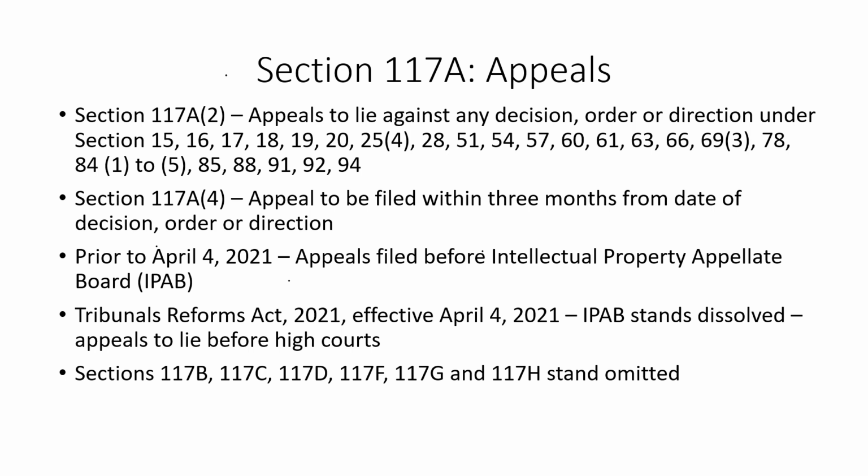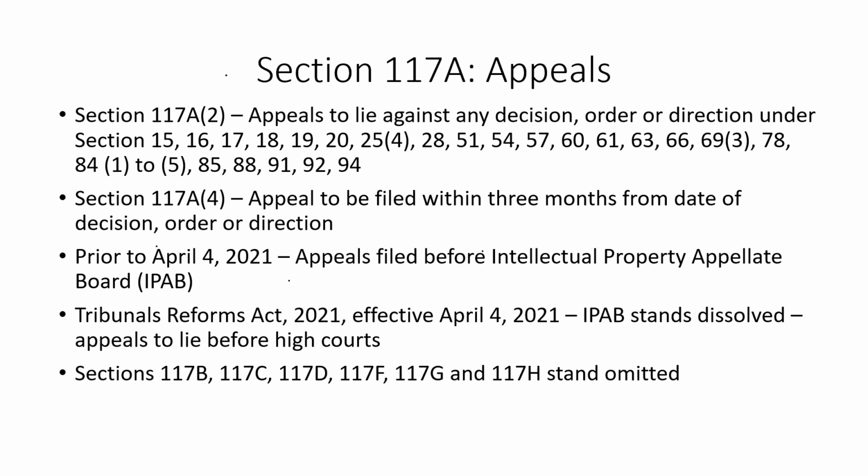Section 78 relates to correction of clerical errors. Section 84 relates to compulsory license. So any order passed by the controller in respect of grant or refusal of a compulsory license could be appealed here. The remaining provisions marked here relate to compulsory license, and I've already made a video on all these provisions. You could go to my channel and have a look at what these provisions include and what could be the possible orders that may be passed which could be appealed.